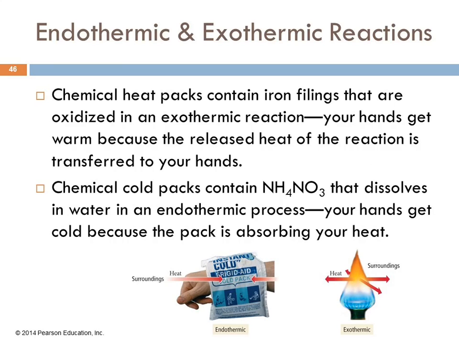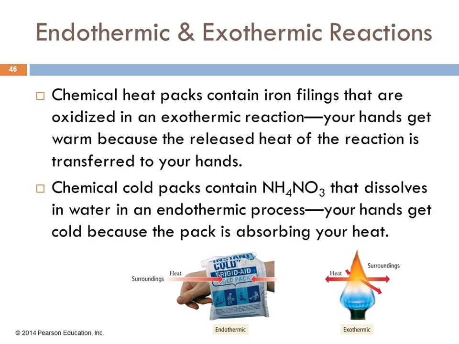We talked at the beginning of the chapter about chemical heat packs. Many of them have iron filings that get oxidized. This is an exothermic reaction. It releases heat. Heat is going out. What would the sign on delta H be? Negative. Because we're taking the point of view of the reaction.